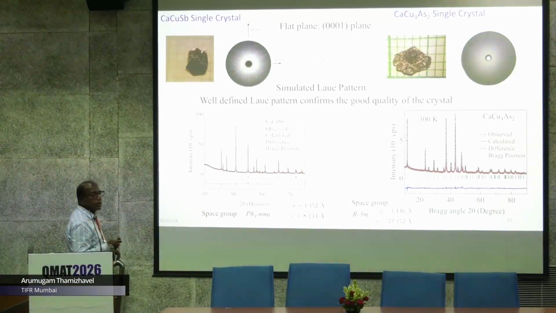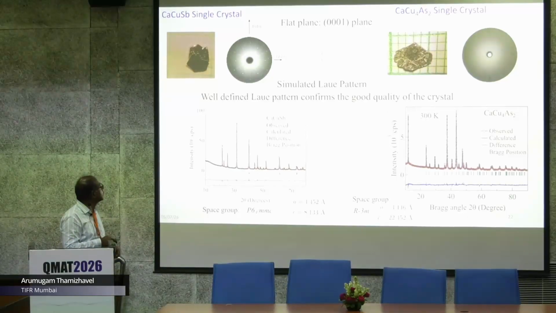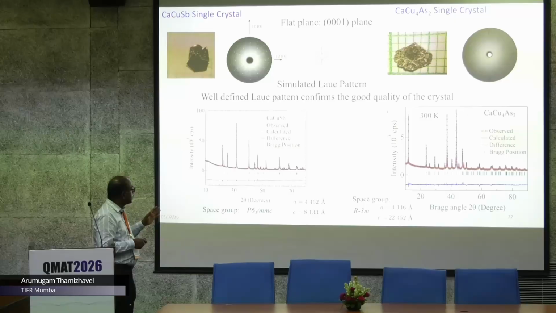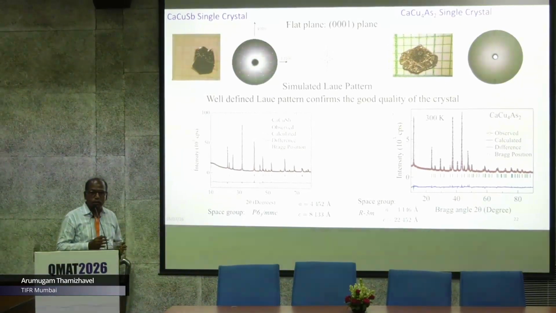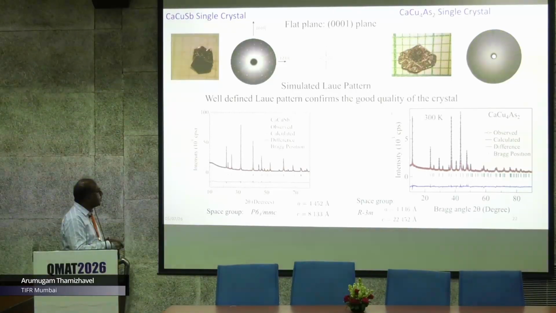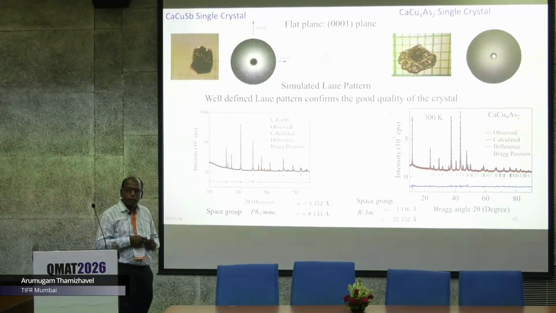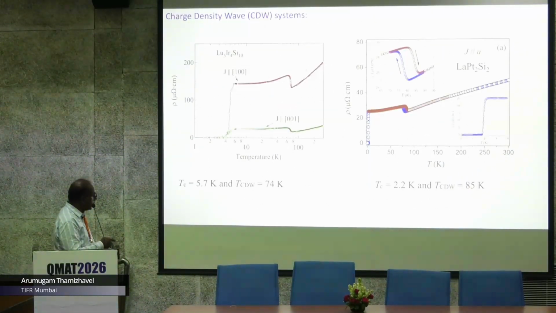So the first thing we do is a Laue diffraction, and we check whether the quality of the crystal is good. The Laue diffraction spots are spherical, and it confirms the good quality of the single crystals that we have grown. And of course, since these crystals are grown by the flux method, the first thing that we do is check the powder XRD to check whether the desired phase has grown into a single crystal. The powder X-ray diffraction and Rietveld analysis confirm that the grown crystals are stoichiometric, and we have used these crystals for various anisotropic studies.